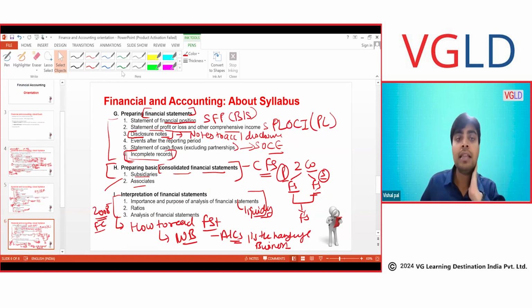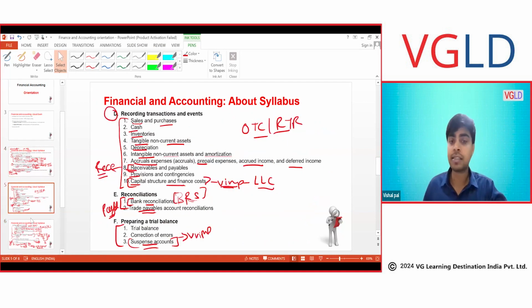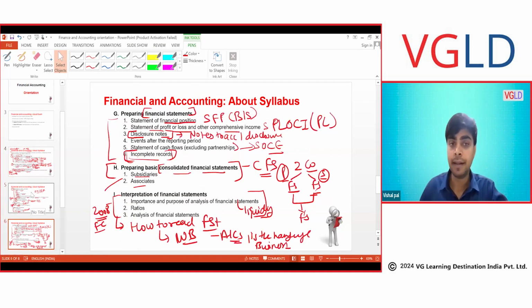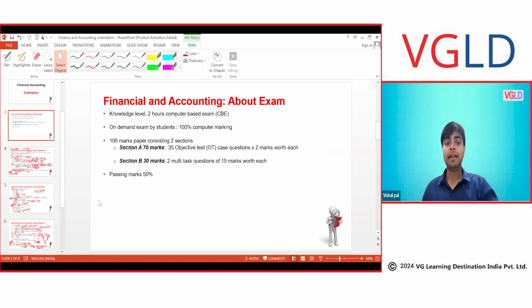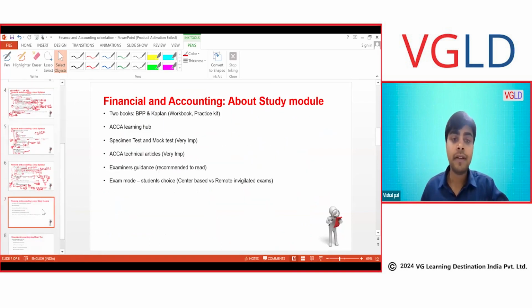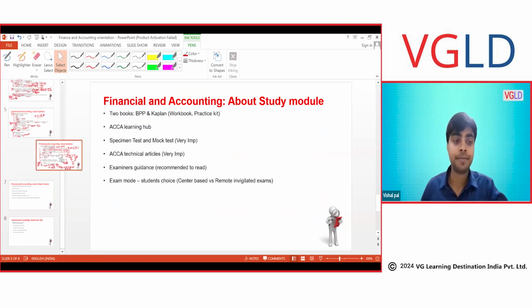Any doubt, anyone? This is the syllabus. Don't worry. We'll be covering them majorly chapter by chapter, which we are just about to start. But I hope so far this is clear about the syllabus area. Yes? Okay. Now let's understand the exam pattern before we move on. And then we'll be having certain study material discussion and the exam tips.